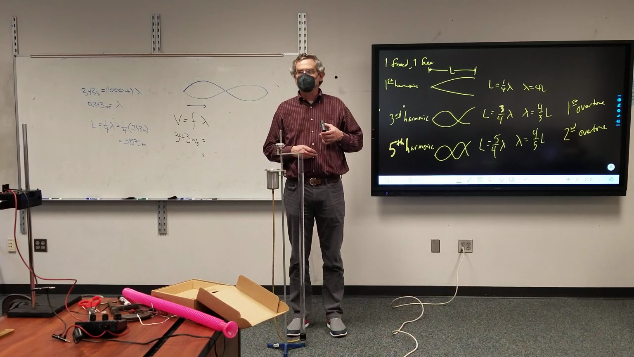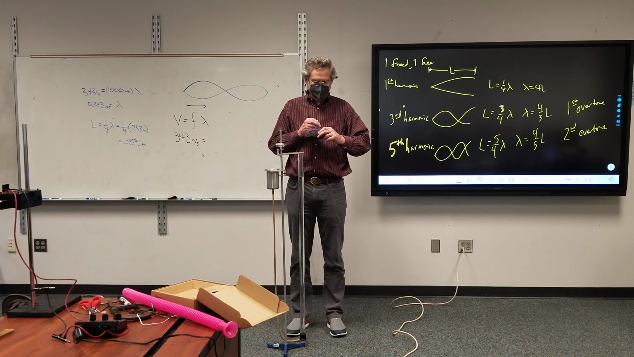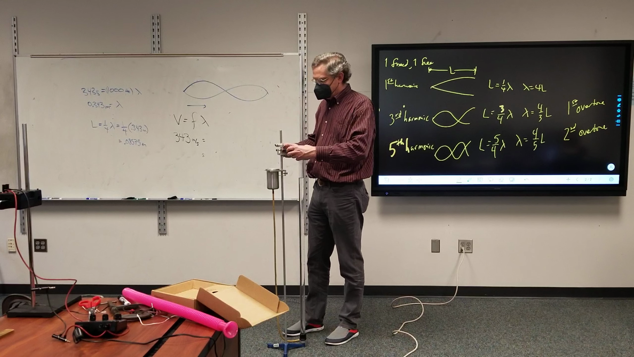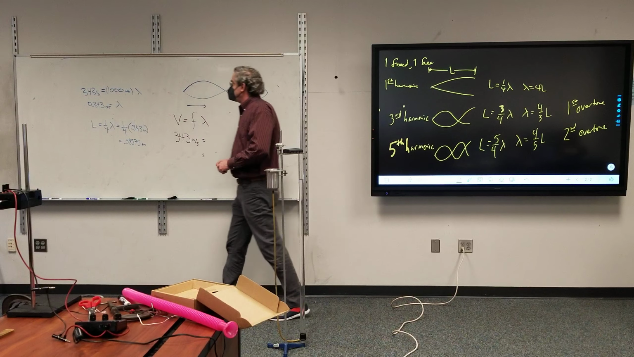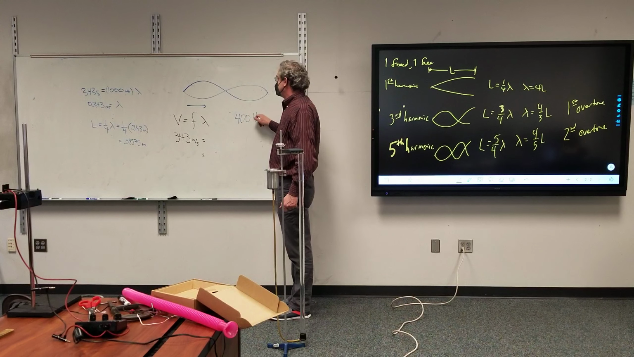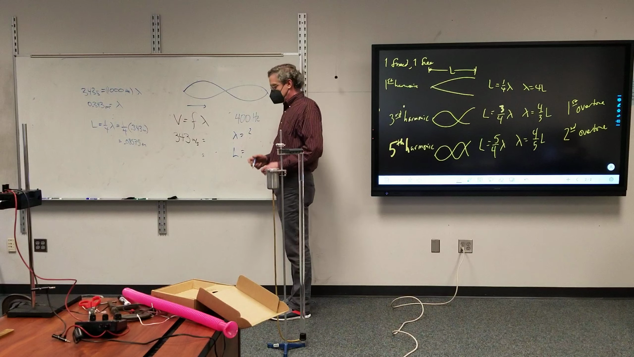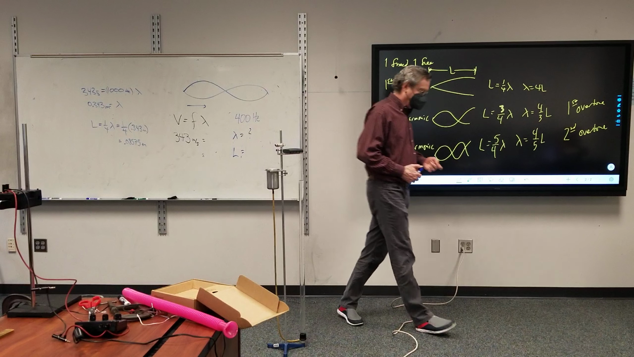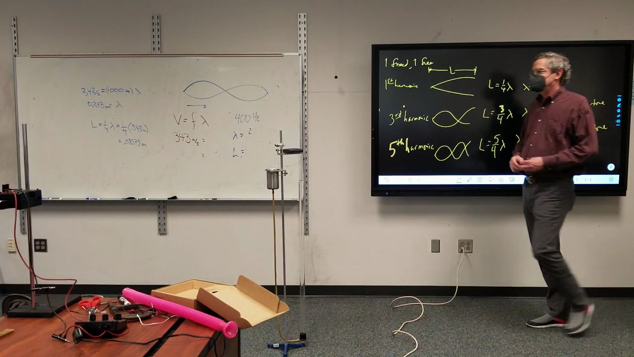Looking pretty close to what our prediction was. All right, I'm going to choose a less annoying frequency. Let's go for 400 hertz. What will the wavelength be, and what will L be for the first harmonic? While you're calculating that, I will change this to 400.